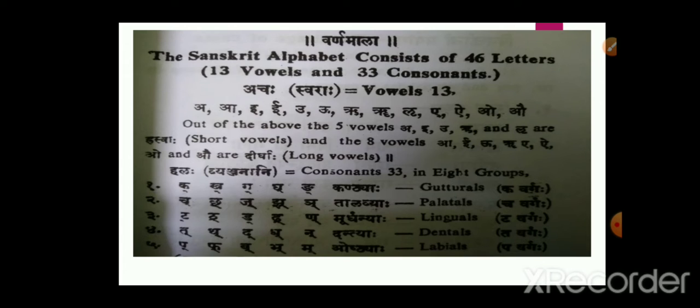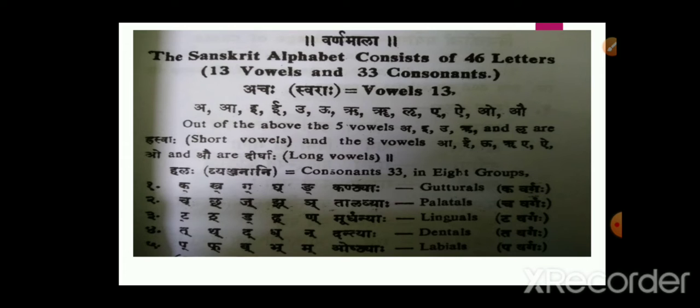Let's see what are those letters. The letters are Pa, Pha, Ba, Bha, Ma. All these 5 letters are called as Ostyaha, which is labials, which are under Pa vargaha.